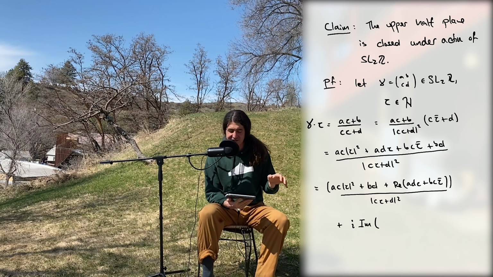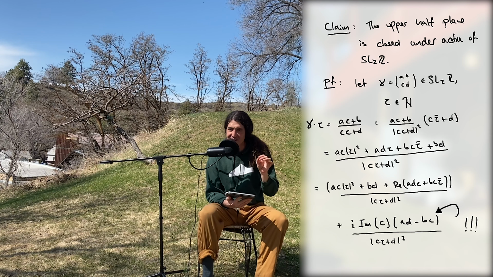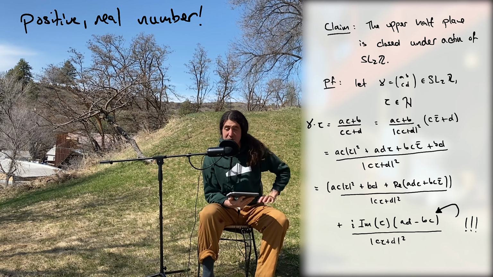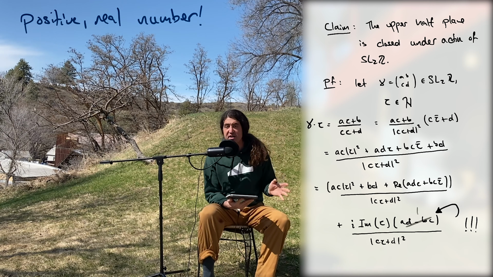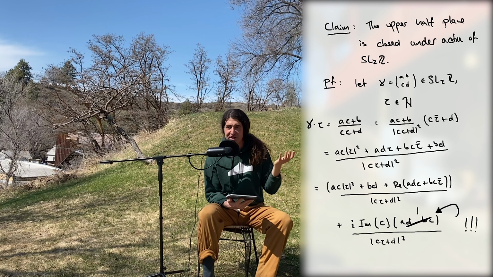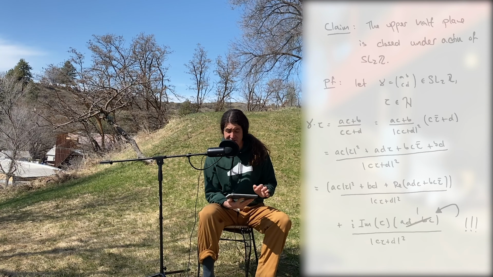part of this mess that we've just created is nothing more than A times D minus B times C, divided by some real number, times the imaginary part of tau, meaning that the imaginary part of gamma of tau is nothing more than a real number times the imaginary part of tau itself, which thus preserves the upper half plane, which thus means that the upper half plane is closed under the action of gamma.